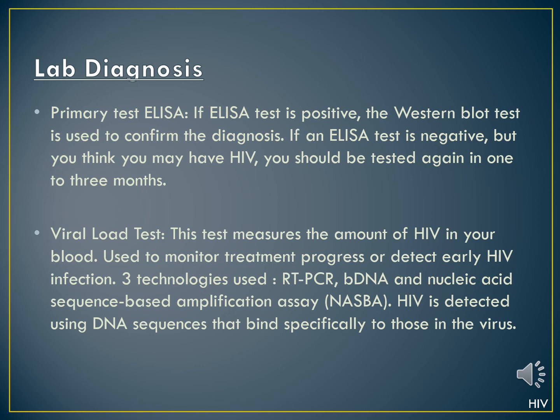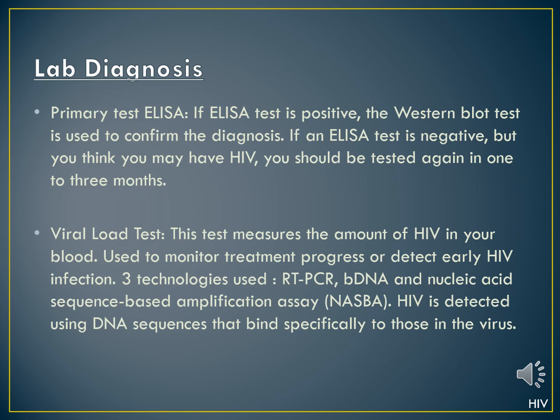Lastly, the lab diagnosis of HIV. So the most famous methods of diagnosis of HIV are ELISA and also the Western blot method. The primary test, ELISA, which stands for enzyme linked immunosorbent assay, is used to detect HIV infection. If an ELISA test is positive, the Western blot test is usually administered to confirm the diagnosis. If an ELISA test is negative, but you think you may have HIV, you should be tested again in another 1 to 3 months, because the HIV takes time to actually produce its symptoms.